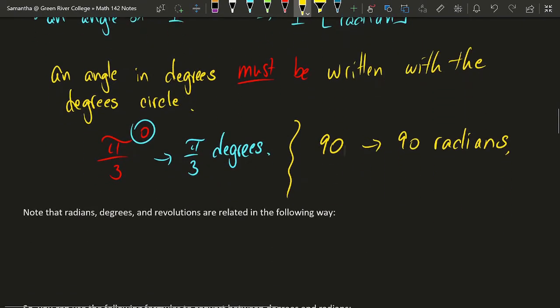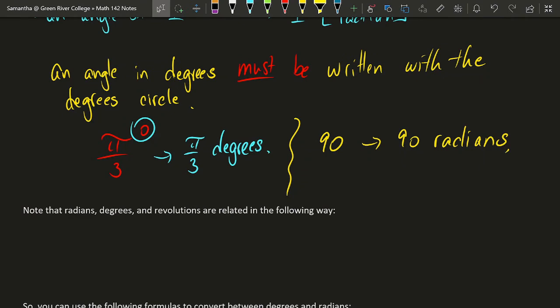So please be careful as you're writing your work, and as I'm grading it, I am absolutely going to be literally interpreting everything that you write. If you write something without a degrees circle, I'm going to say they mean radians. And if you write something with a degrees circle, I'm going to say they mean degrees.